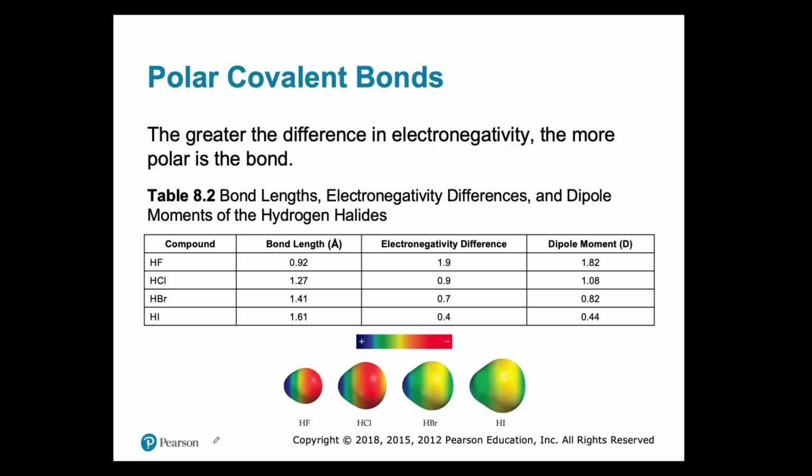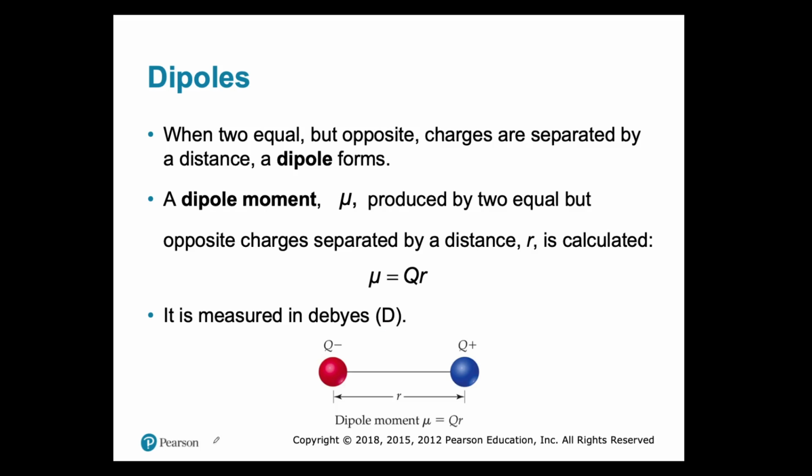Okay? All right, so what exactly are dipoles? I keep on talking about these dipoles. What are those things? When two equal but opposite charges are separated by a distance, a dipole forms. A dipole literally just means two poles. Di means two in Greek, by the way. Dipole moment here is actually represented by mu. Not mu squared, but mu.